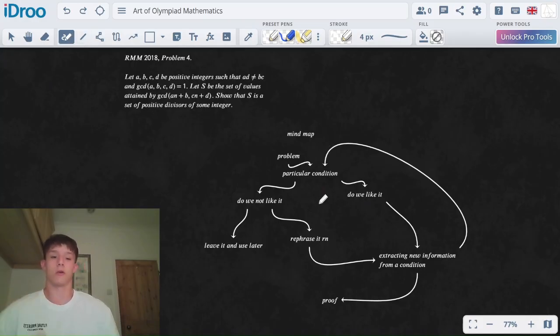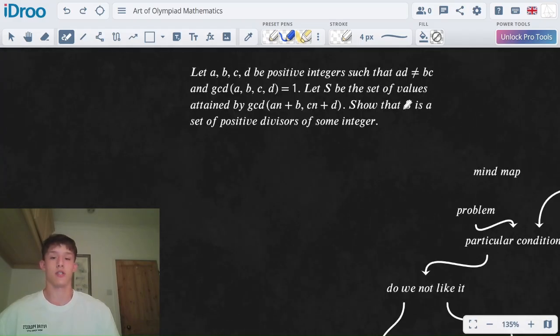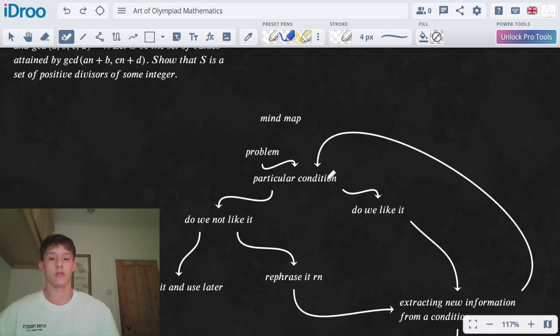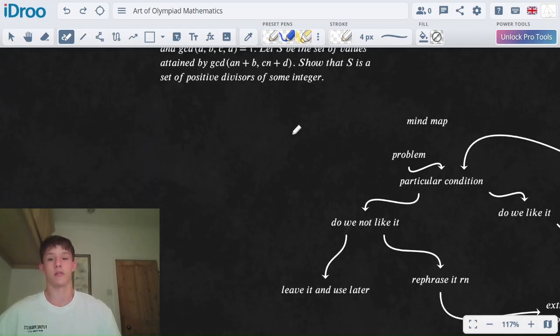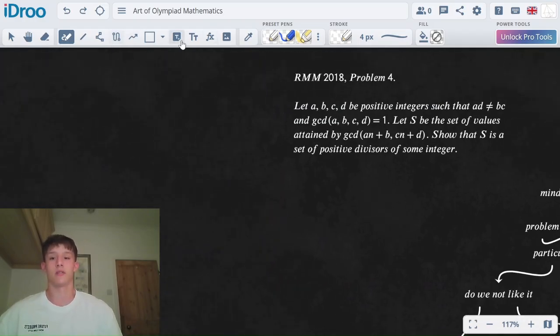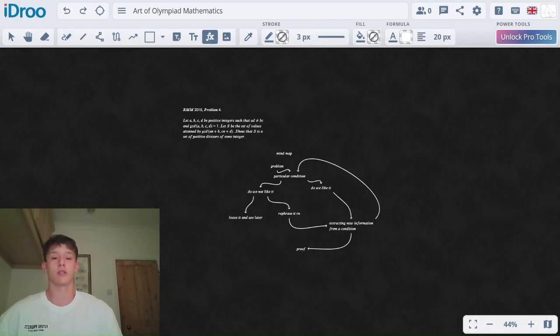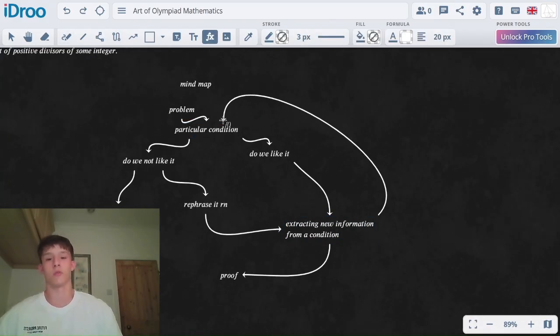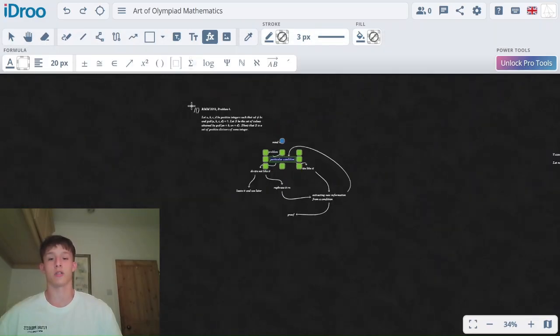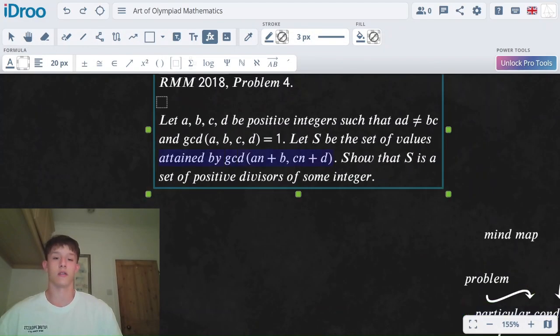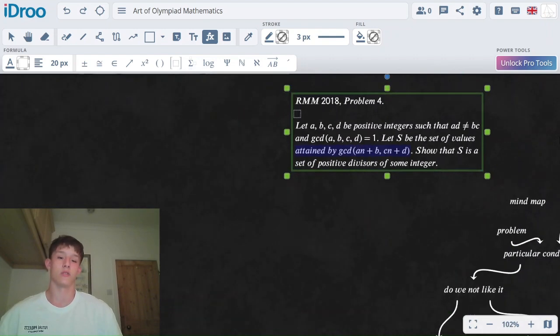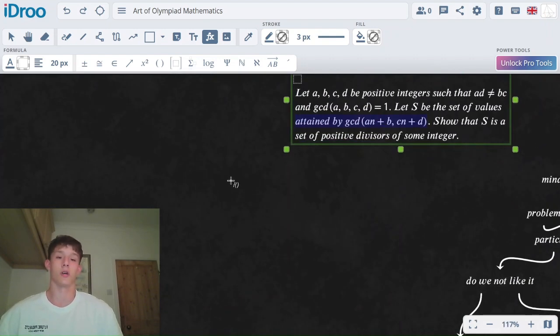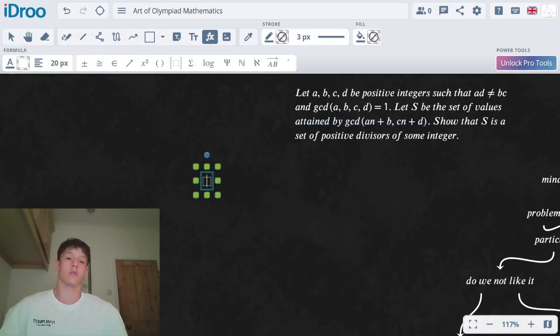And now let's look at what's actually happening. We have here a gcd of this thing. Do we like this condition? No, we don't like this condition. The reason is that an plus b and cn plus d is very random. And actually, if you think about it, the whole problem revolves around making this particular condition good, because we don't know anything about it, but we do know that it's a set of positive integers, so it's pretty cringe. So here comes another thing that comes to mind. What's this problem about? When you write your mind map, also always consider what methods and ideas you can use.